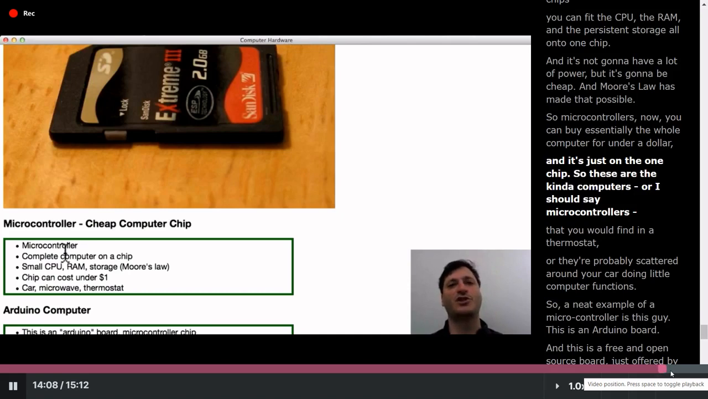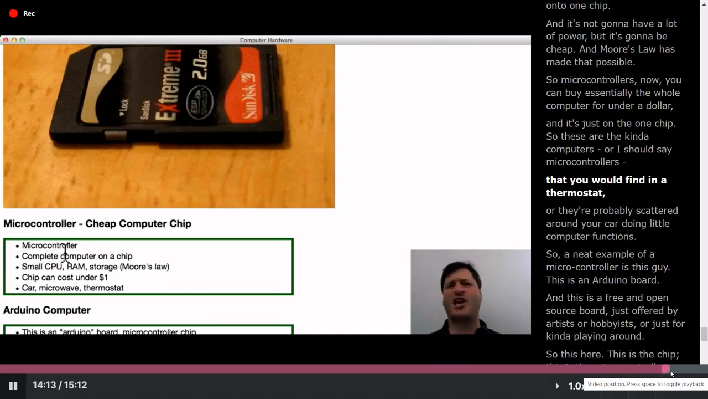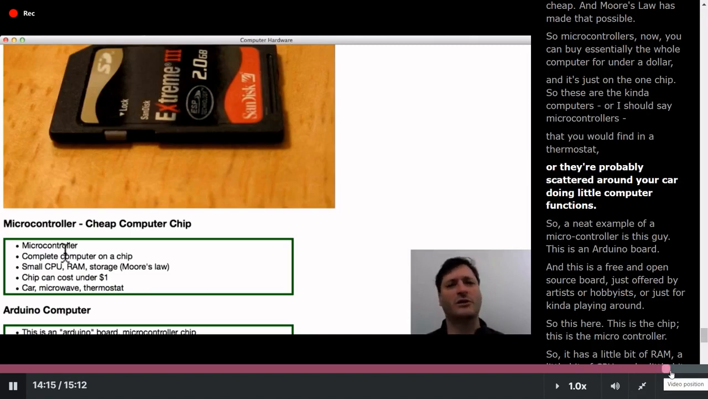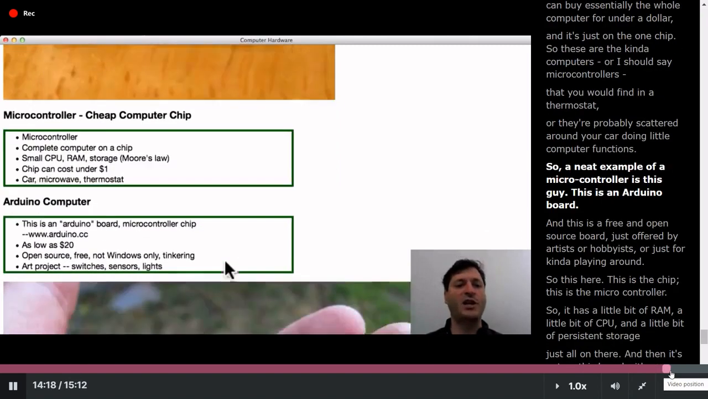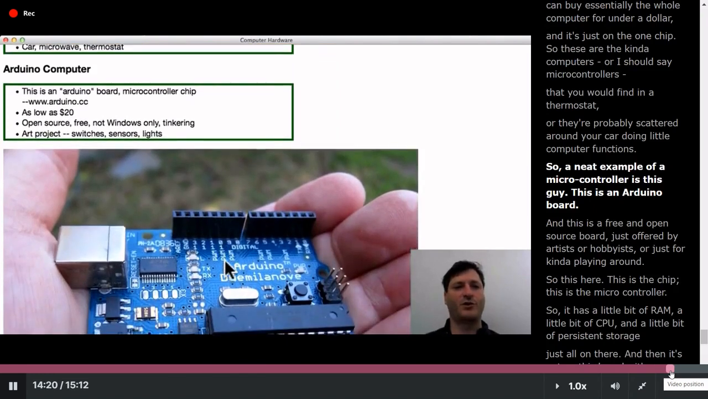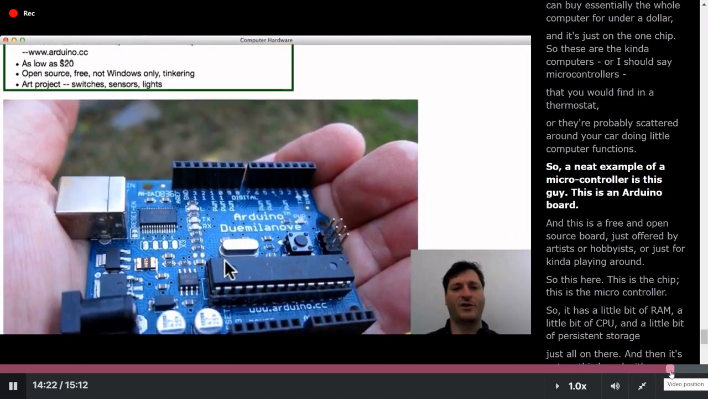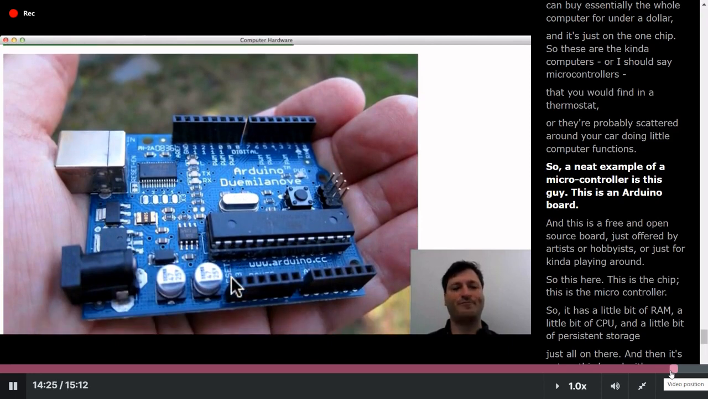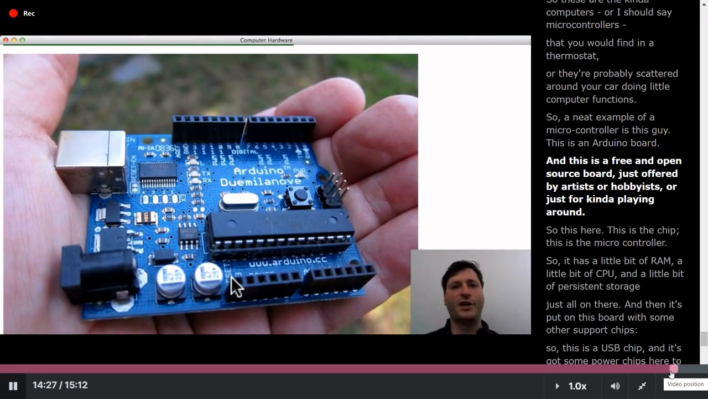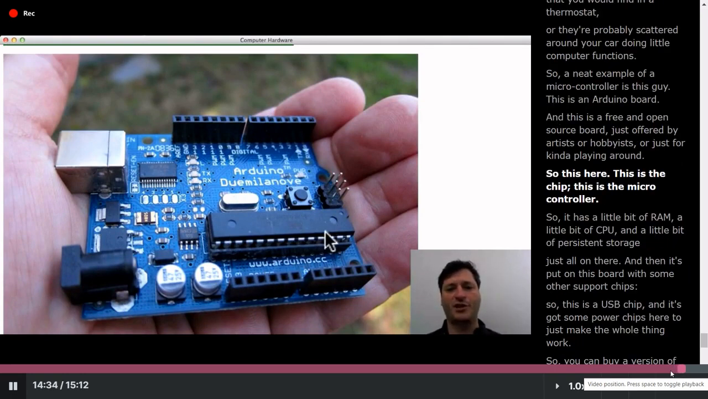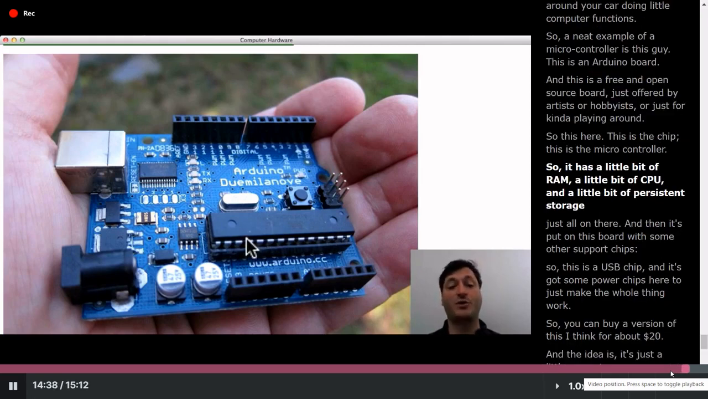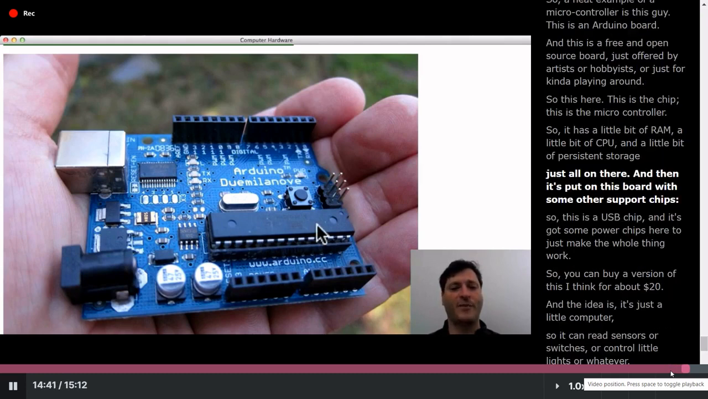These are the kind of computers, or I should say microcontrollers, that you would find in a thermostat, or they're probably scattered around your car doing little computer functions. A neat example of a microcontroller is this guy. This is an Arduino board. This is a free and open source board used by artists or hobbyists, or just for playing around. So this is the chip. This is the microcontroller. It has a little bit of RAM, a little bit of CPU, and a little bit of persistent storage, just all on there.